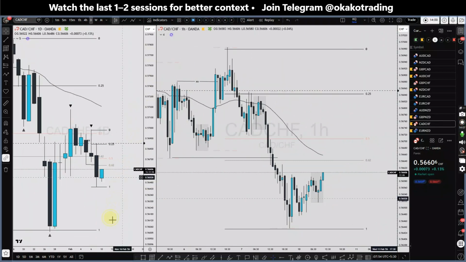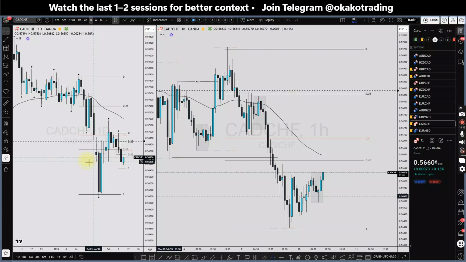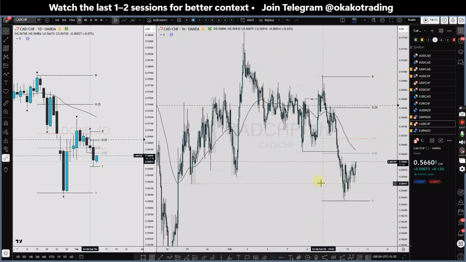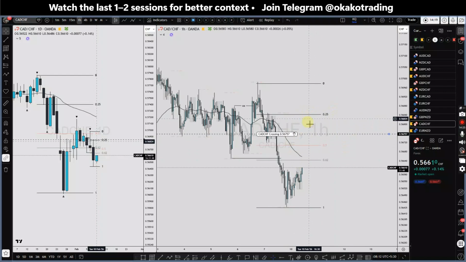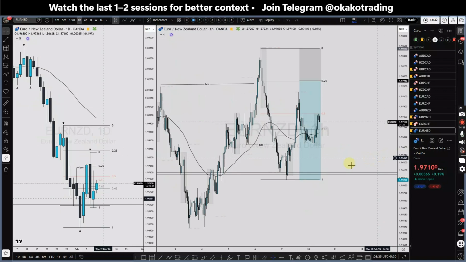Okay, CAD CHF, we're dropping from a premium level into a bearish market, and right now, in 1 hour, I can spot this beautiful setup. I'm gonna wait for price to correct back all the way higher into a premium pricing in 1 hour, and then I can start looking for shorts from the OTE level. Definitely something I'm gonna add in my watch list.